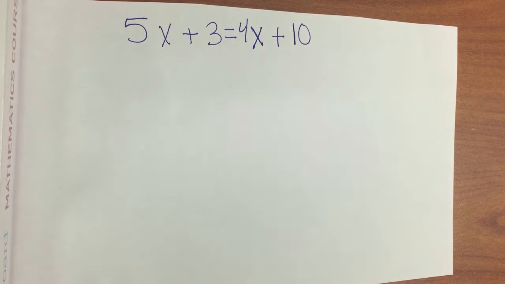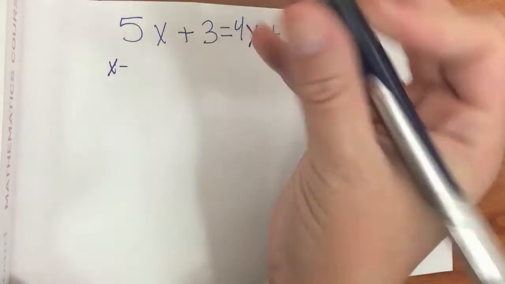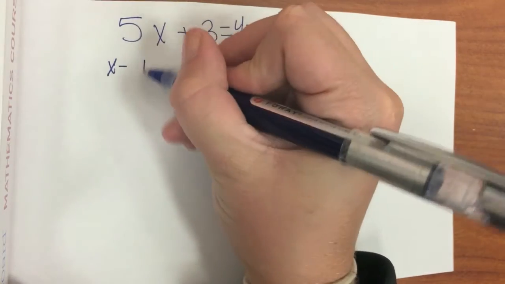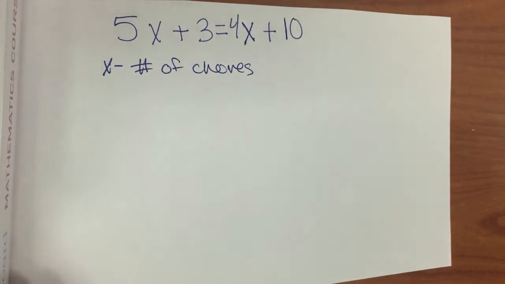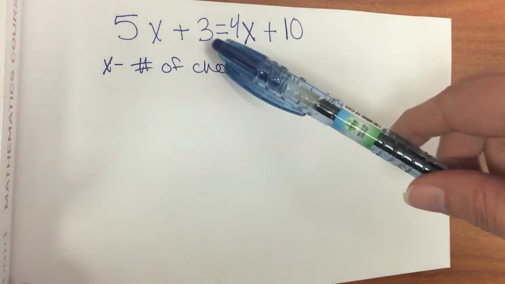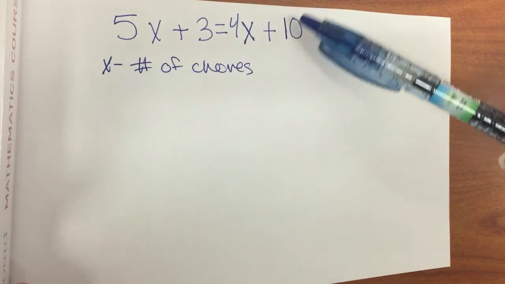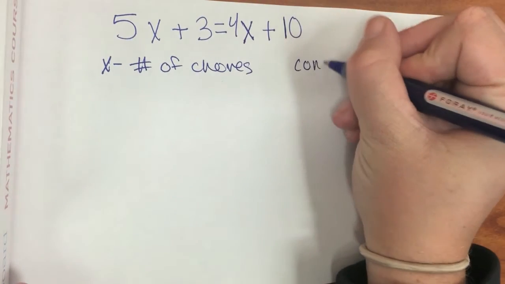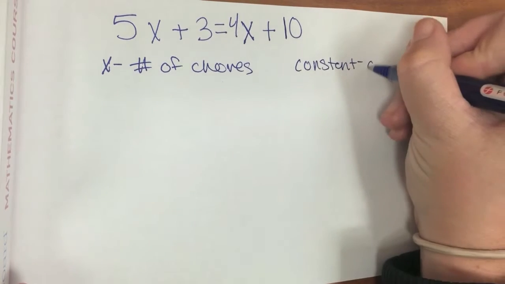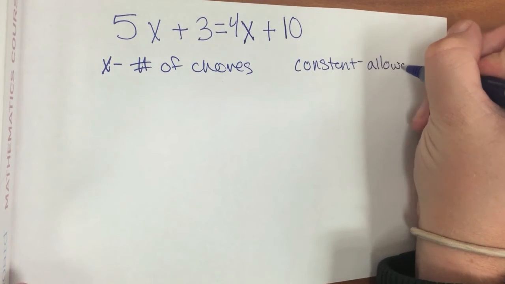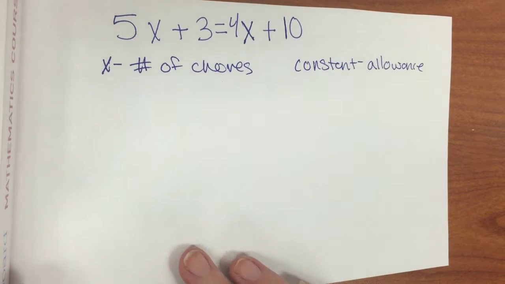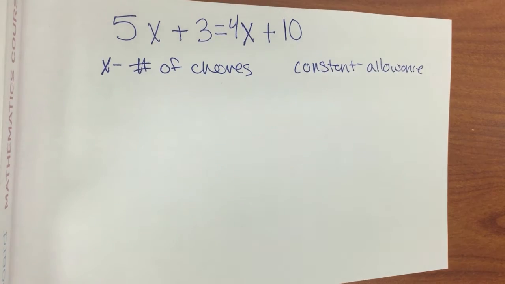Okay, so first let's identify our variables. We're going to say x is the number of chores. And then our constants are going to be an allowance. The constant is allowance. You only pay your children $3 allowance, one of them? We're going to change it up a little bit right now.